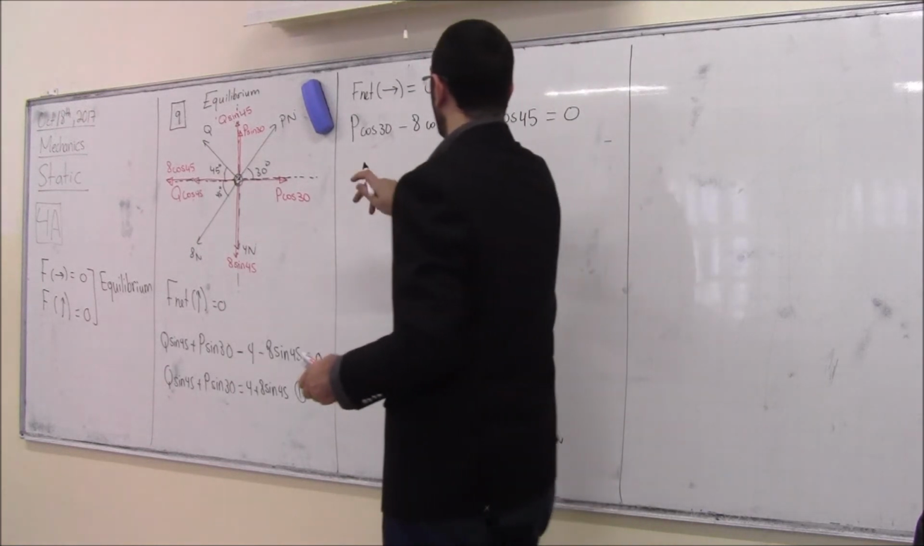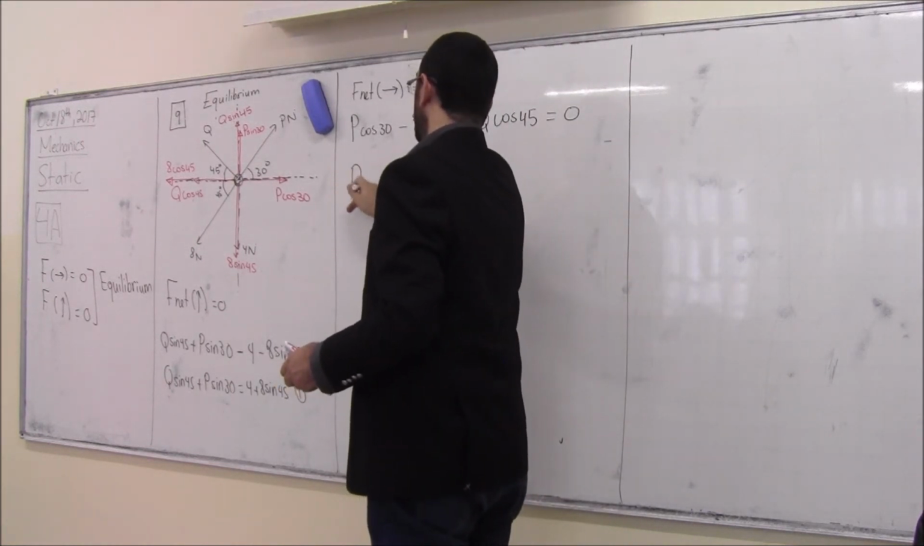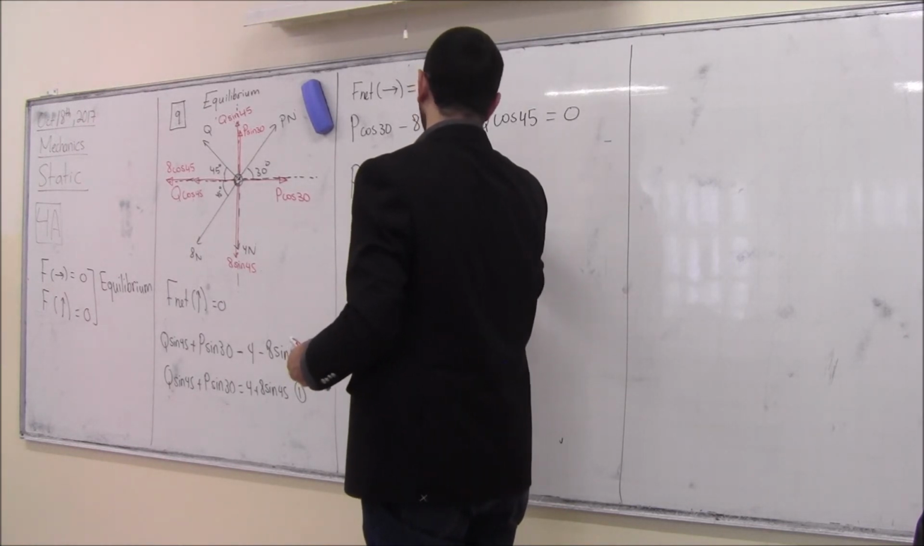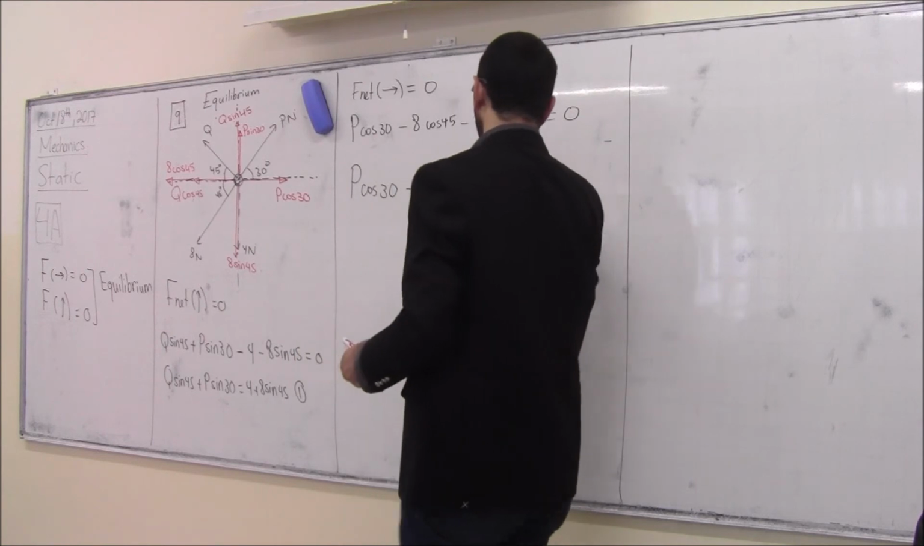Simultaneously. P cosine 30 minus Q cosine 45.